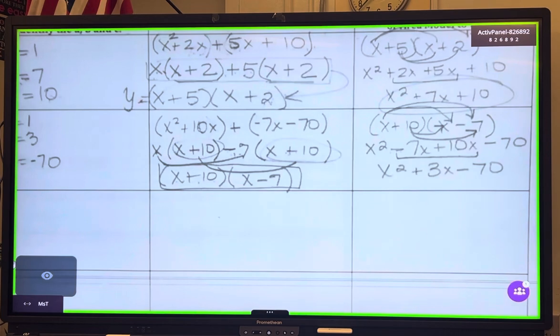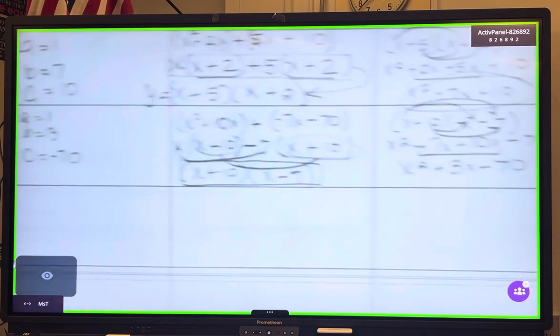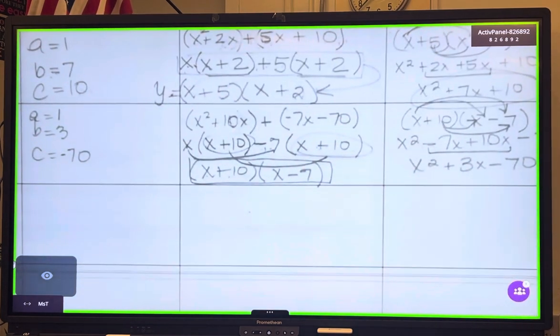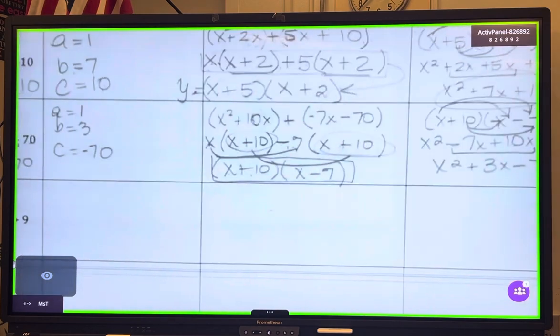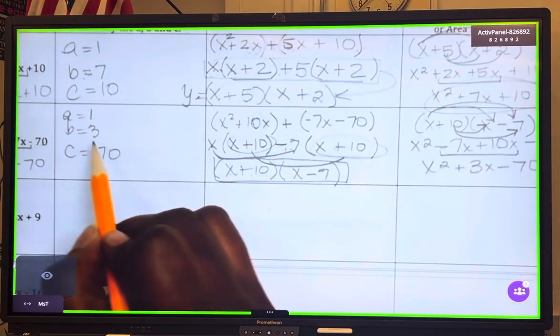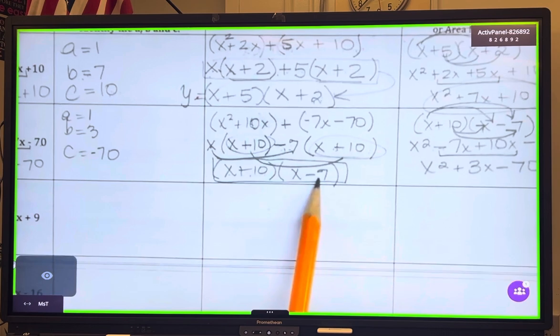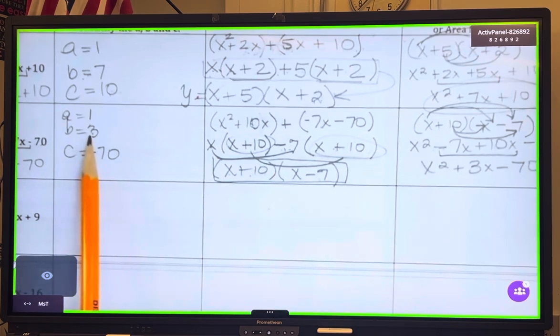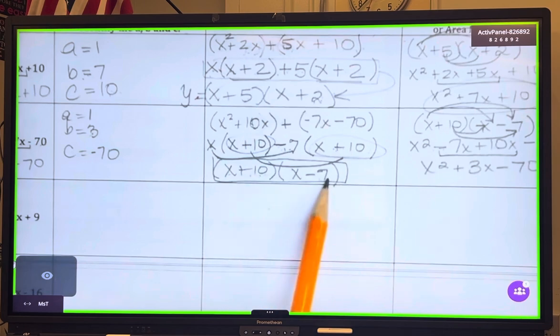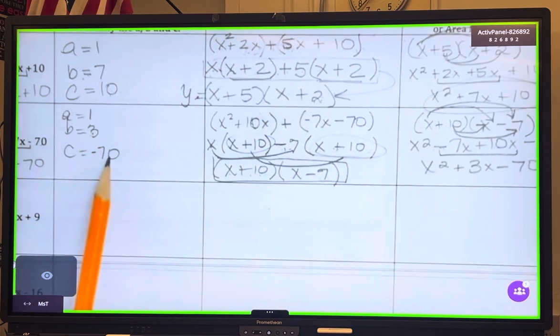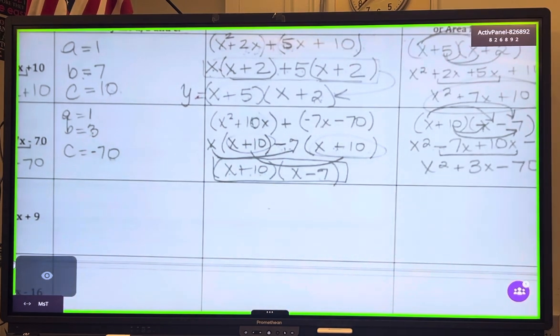Y'all follow? Now watch this. So we know we did that correct, right? Because we got what we started with. Now watch this. What is 10 take away 7? 3. Isn't that my B? What is 10 times negative 7? Negative 70. Isn't that my C? Yes. You're starting to see a pattern? Yes.